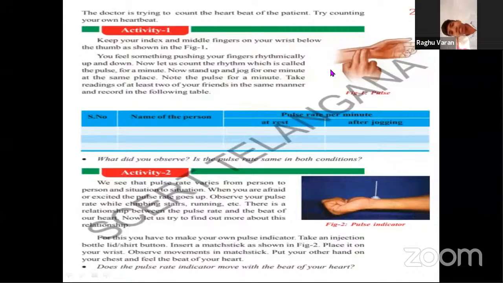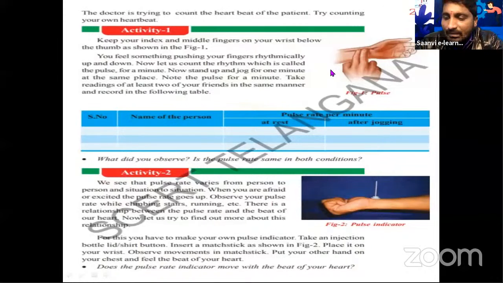Thank you, sir. Okay. Now here, serial number 1, the name of the person is Madhavi. At rest 81, and after jogging, it is 104. Fine. Like that, you can take your friend's help and make them count that particular pulse rate before jogging, fill in the table, and after jogging, you can also check. So that is a very interesting activity.